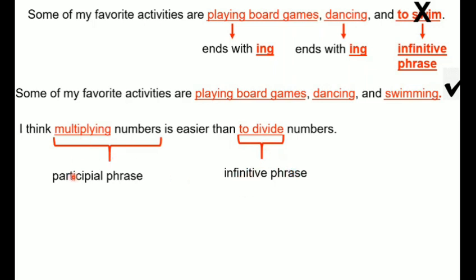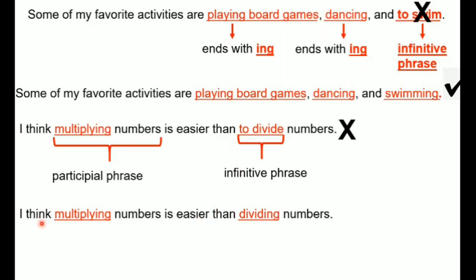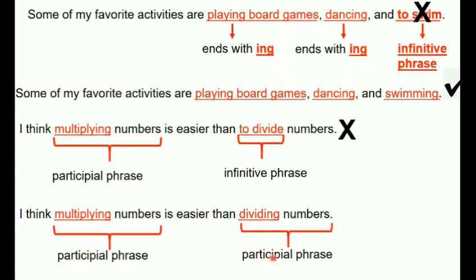Now, since we have two different elements here, this is not balanced. So this is wrong. It should be like this. I think multiplying numbers is easier than dividing numbers. The first element here is a participial phrase. The second element is also a participial phrase. So this is correct. Next, what is new?